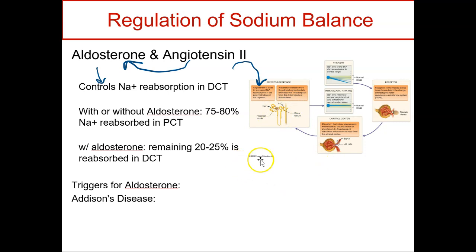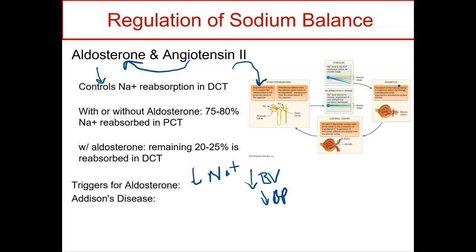So if we're looking at the triggers for aldosterone or angiotensin II, one thing that's going to trigger it is anytime our plasma sodium levels fall. Because if our sodium levels were to decrease, then that's going to be a signal that we need to raise them again. And so that's one of the factors. We also know that these are released anytime there's a decrease in blood volume or a decrease in blood pressure.